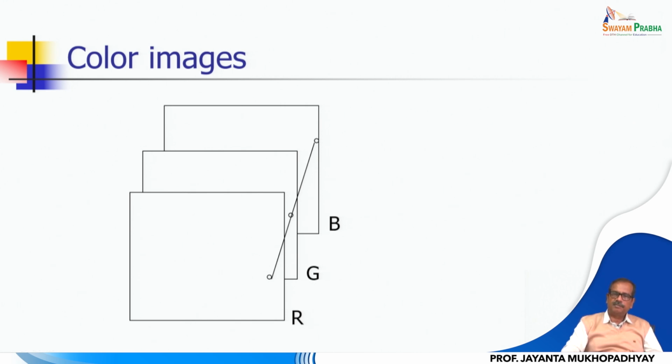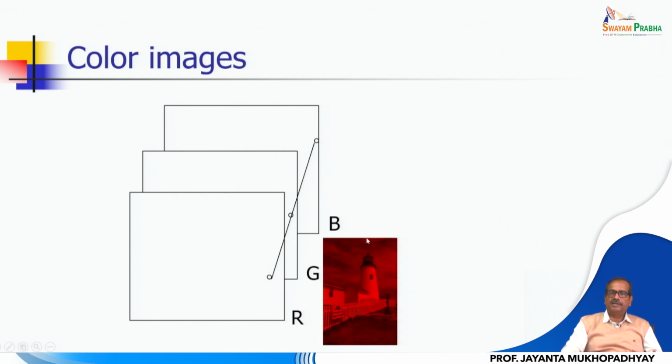These are the three primary components which are used. Each of them is represented by a two-dimensional array, which means for a color image you require three two-dimensional arrays. Say the previous one where I have shown the black and white image, but actually the black and white image is converted from a color image, is transformed.